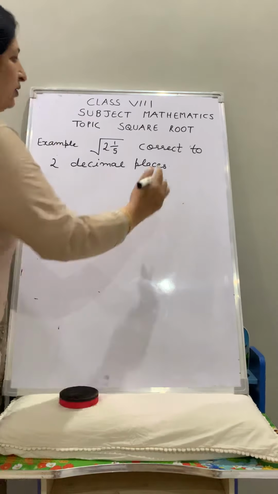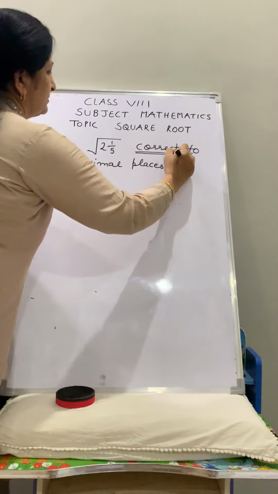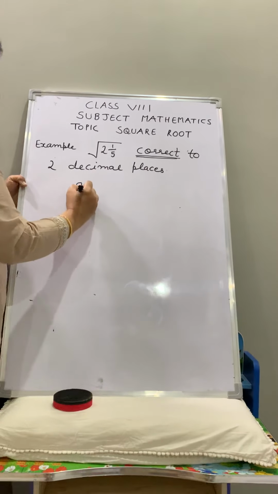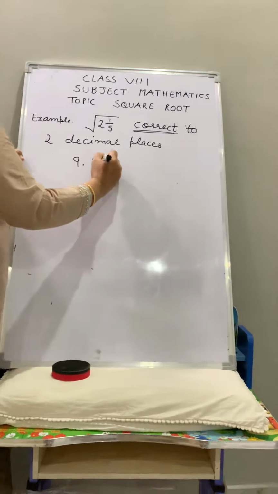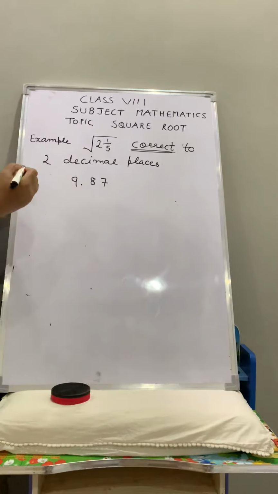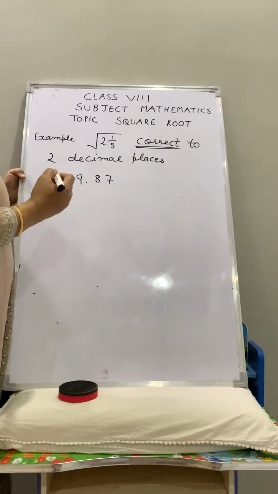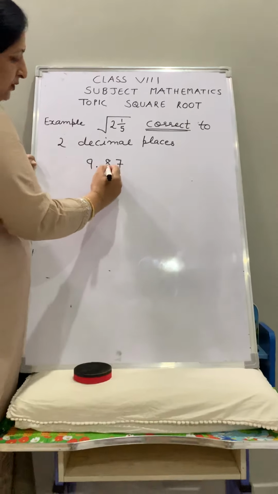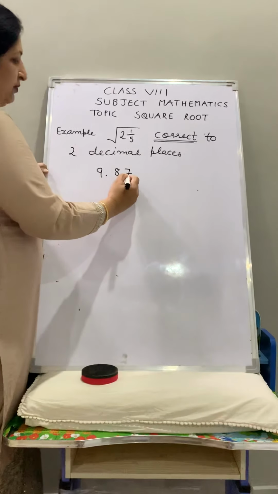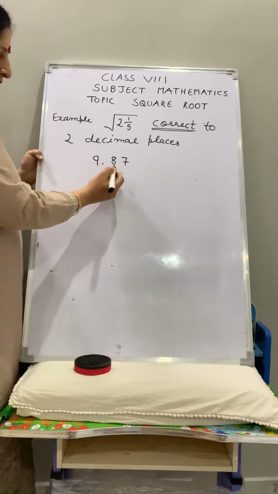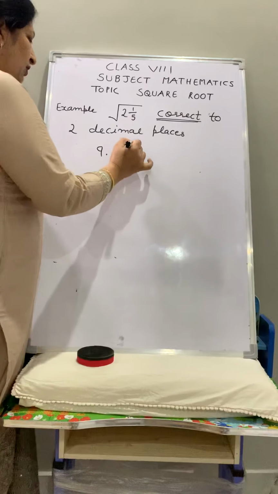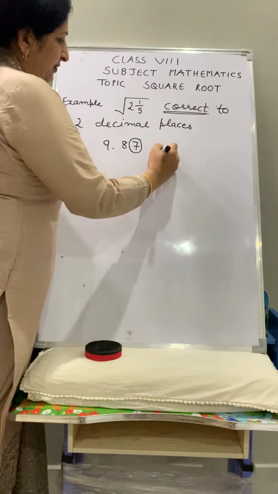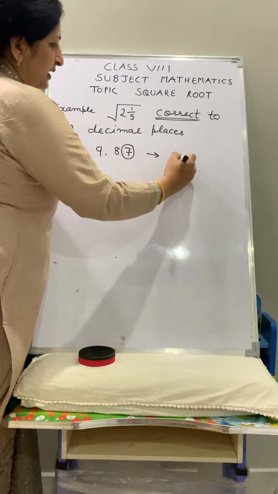What is the meaning of correct? Correct means, suppose you have to write 9.87 correct to 1 decimal place. Here there are 2 decimal places. We have to write it correct to 1 decimal place. How to write? We will observe this digit. It is 7. We will write it 9.9.